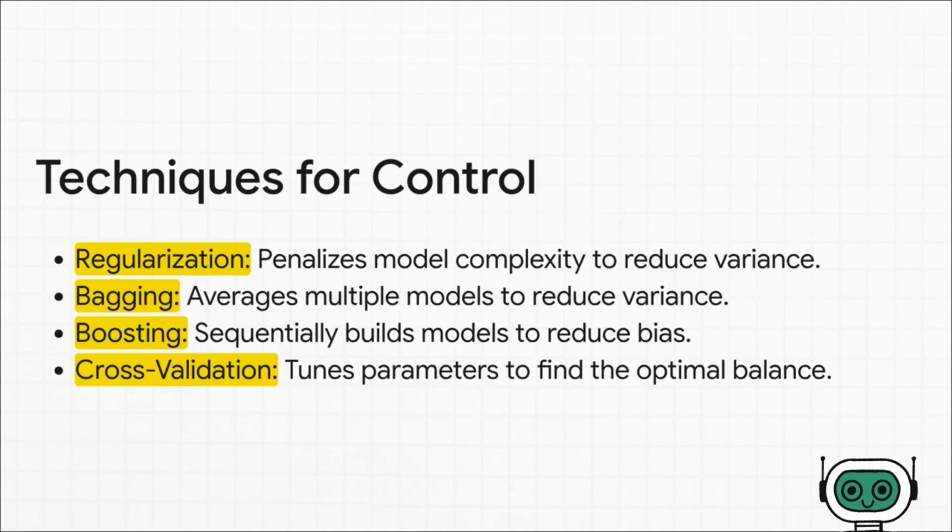We also have specific techniques to manage this. Regularization, for instance, adds a penalty for complexity, which directly helps to reduce variance. Bagging, like we just saw with random forests, is also great for reducing variance. Boosting, on the other hand, is a technique that's really good at reducing bias, and cross-validation is our main tool for finding the right settings that balance the two for our specific problem.